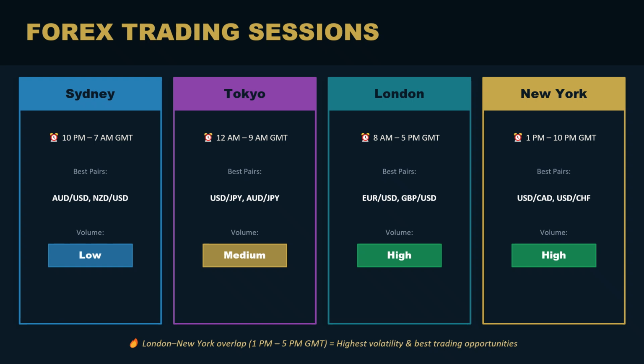Next is the Tokyo session, opening at 12 a.m. Greenwich Mean Time. This session brings more volume and is the best time to trade the yen pairs, like US dollar to Japanese yen. The London session, opening at 8 a.m. Greenwich Mean Time, is widely considered the most important. It accounts for the largest volume of all sessions because of its central geographical location and the sheer number of financial institutions there. This is when the euro and British pound pairs see the most action.